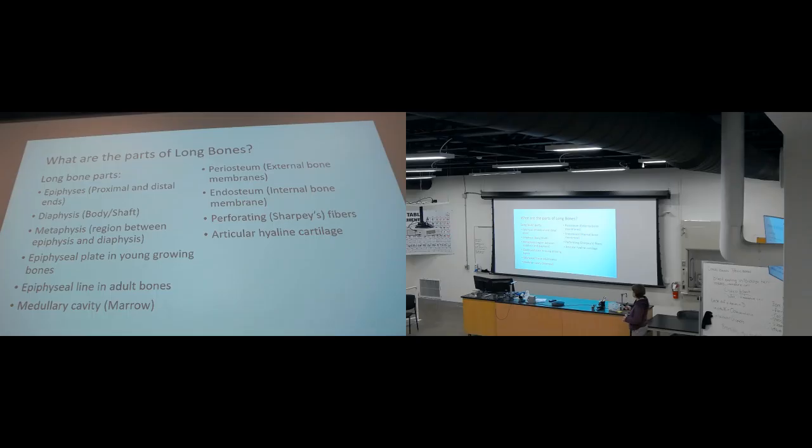And then in between the diaphysis and the epiphysis, you have a region that you call metaphysis. In young growing bones, you have a pad of cartilage that is called the epiphyseal plate. And when you stop growing, you replace this plate, this cartilage, with a line. And this line is going to be called the epiphyseal line.